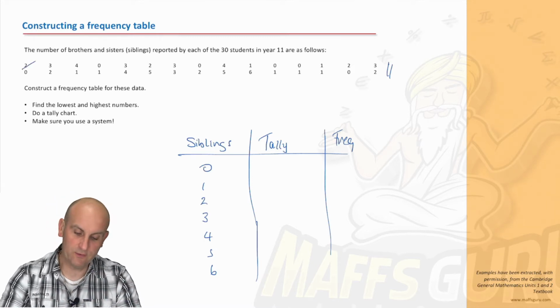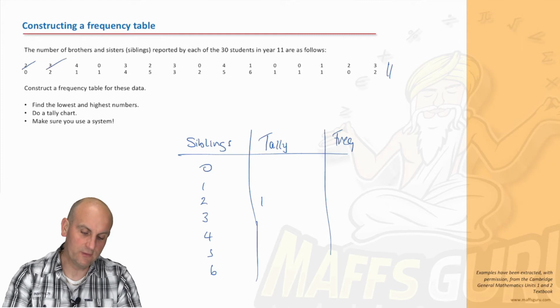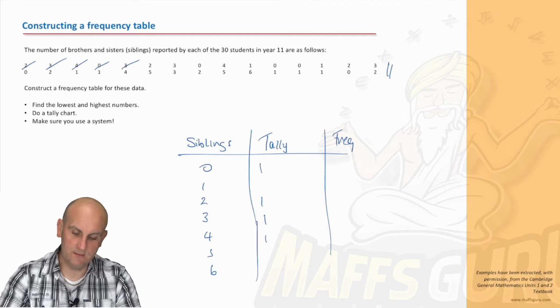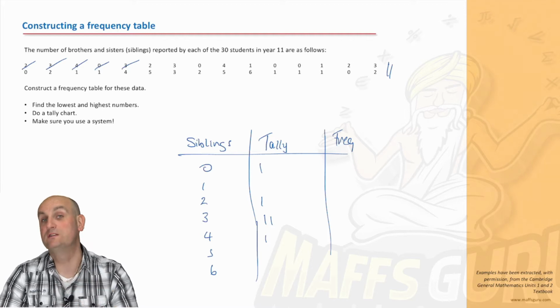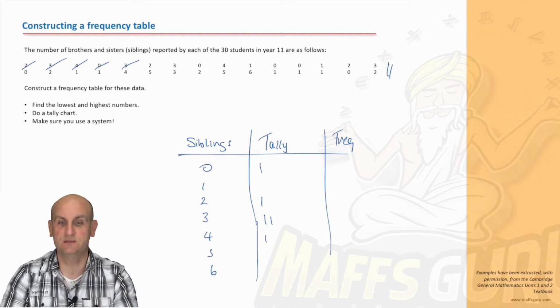I go 2, I put a cross through it, I put a tally at 3, put a cross through it, put a tally at 3. 4, put a cross through it, tally at 4. 0, put a cross through it, 0. 3, put a tally at 3. Now, obviously, we could continue doing this and you will be bored senseless. So don't fast forward. I'm actually going to stop here.